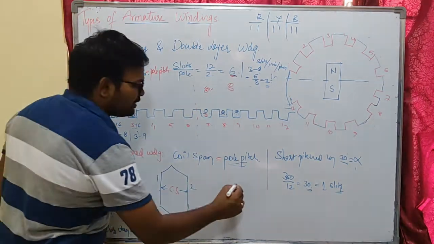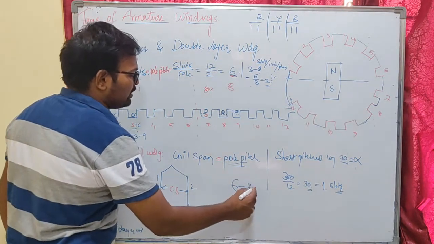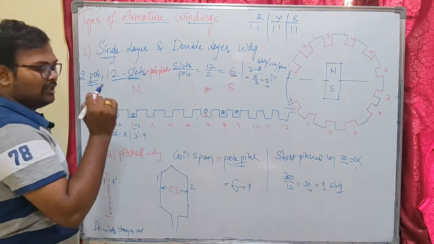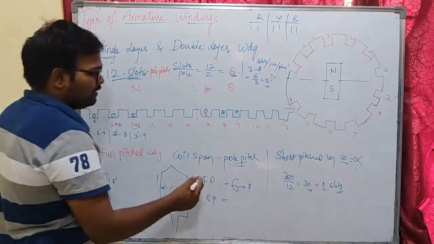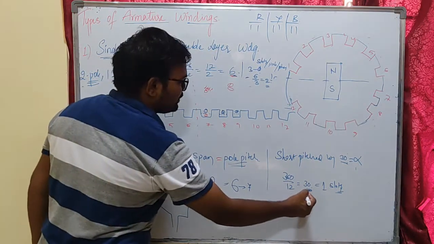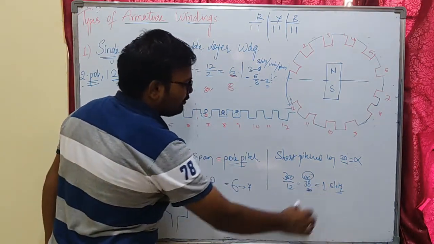That means if the pole pitch is 6, then for a full pitch winding I have to keep the other side of the coil on the 7th slot. But for short pitch winding, I am going to keep it one slot less than the full pitch winding, because the short pitch angle alpha is nothing but 60 degrees here. For 60 degrees we are occupying one slot.